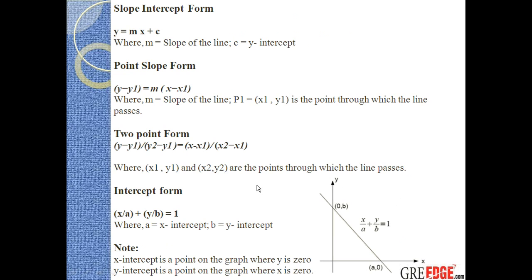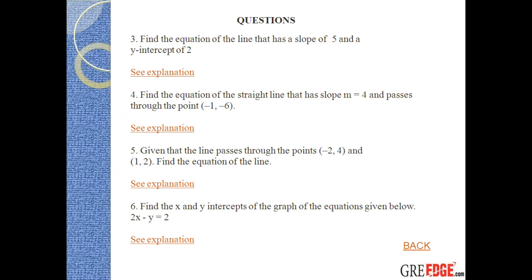I'll move on with the next slide. And let's see the first question here. Find the equation of the line that has a slope of 5 and a y-intercept of 2.